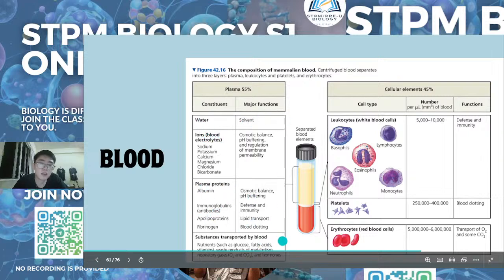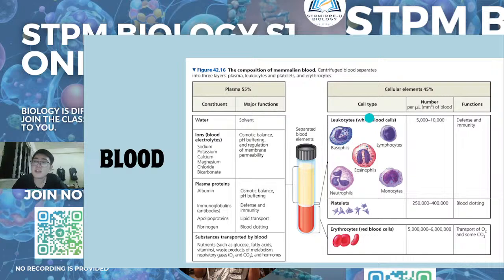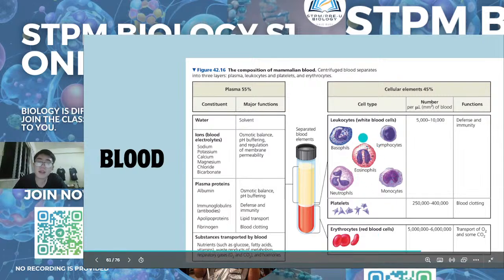So this one you should know already. You already learned in SPM, right? So this part you can read by yourself. The most important part is the cellular component. So we know that our blood contains 3 cellular components, right? Red blood cell, erythrocyte, leukocyte, and also platelet.